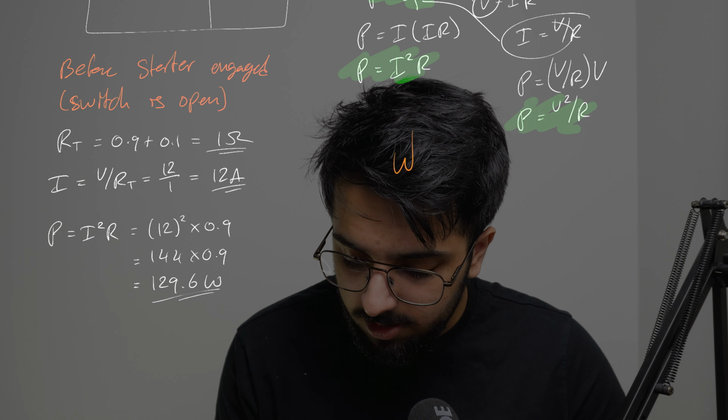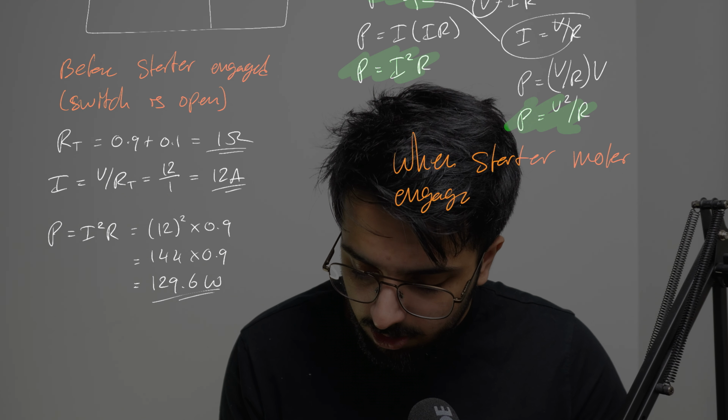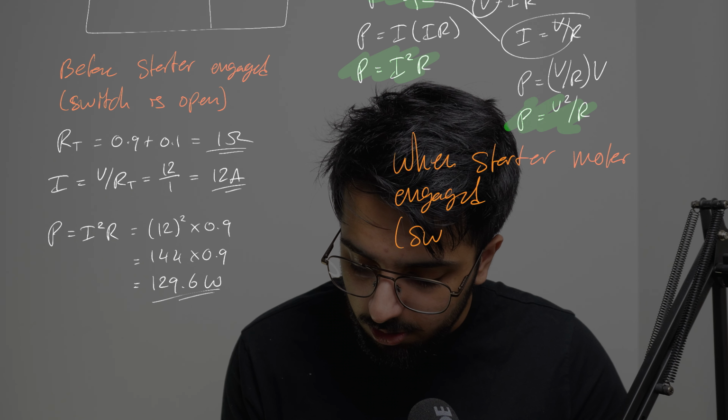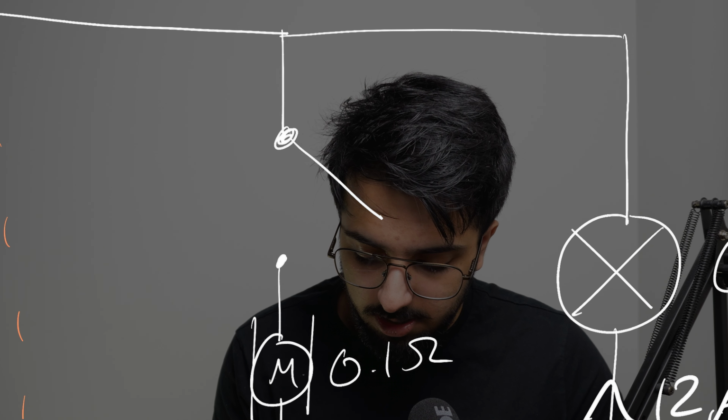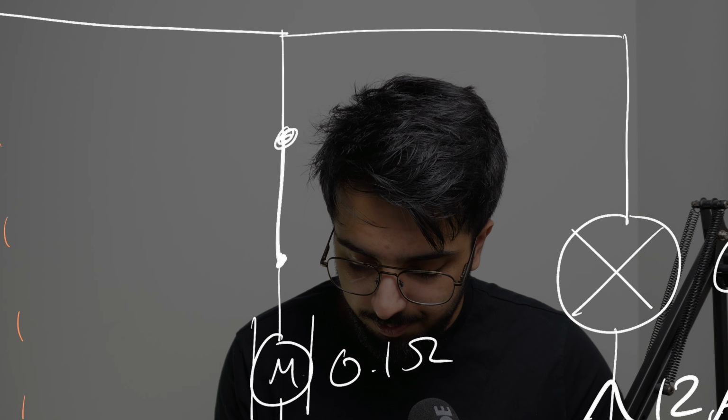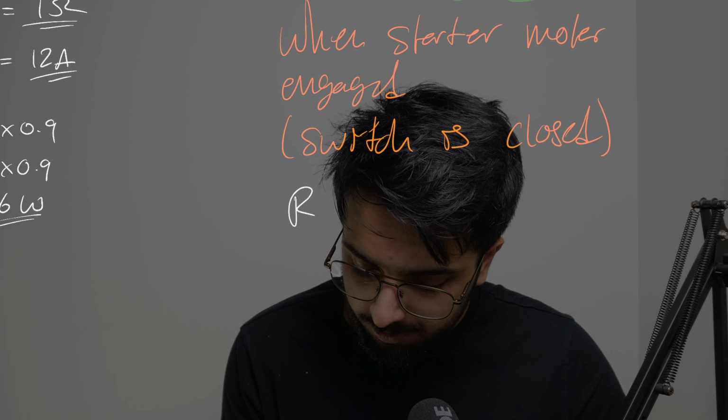So now when the starter motor is engaged, and this is when the switch is closed, the switch is now in the closed position, like so. We can calculate our total resistance.